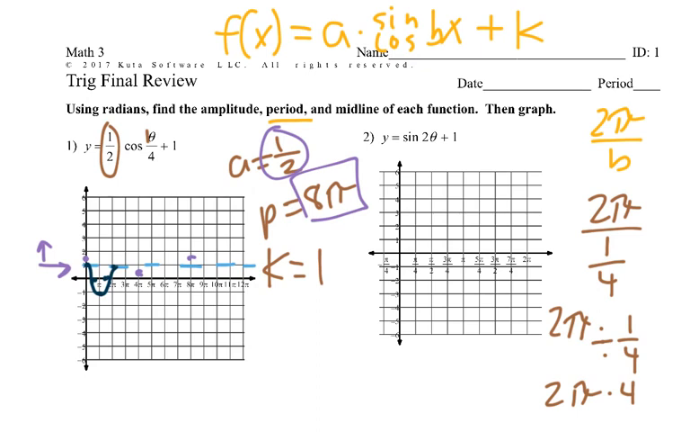Then halfway between that, we hit the midline. So halfway between that would be 2 pi and 6 pi. So it would look like this. And there's our first graph. Now you may be thinking you want to just use Desmos for this. So here's a few tricks.